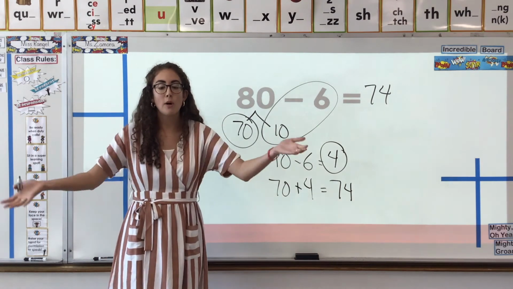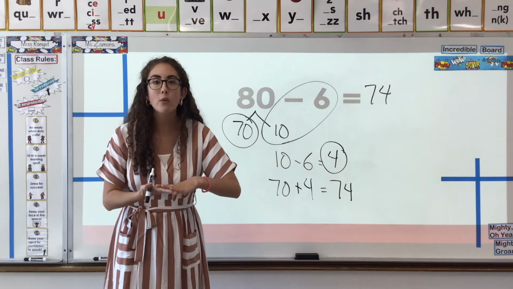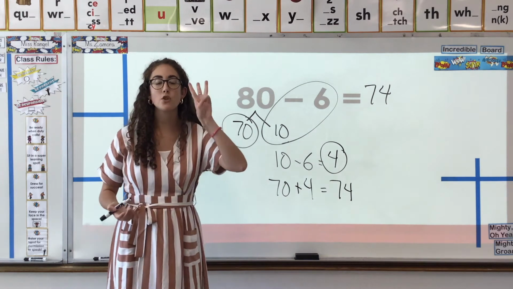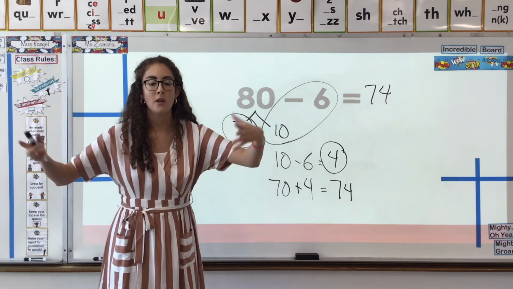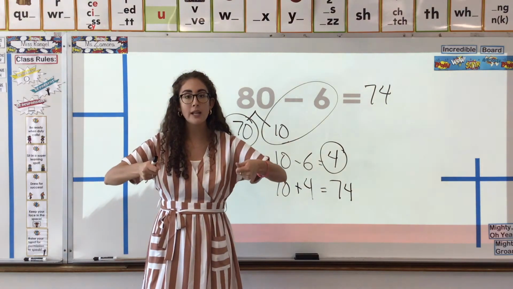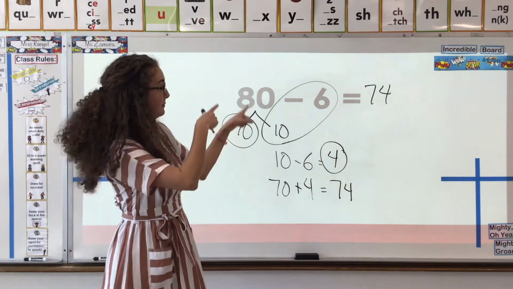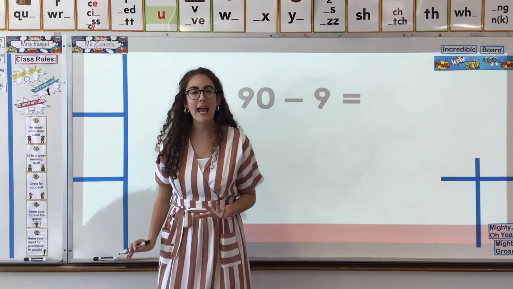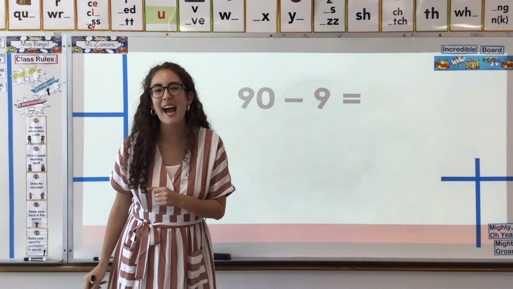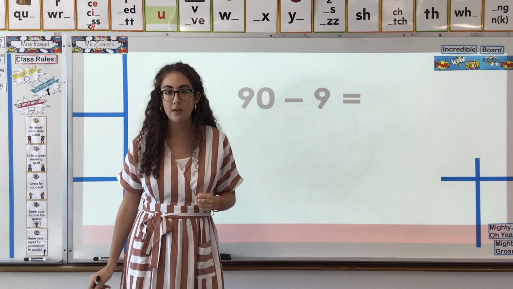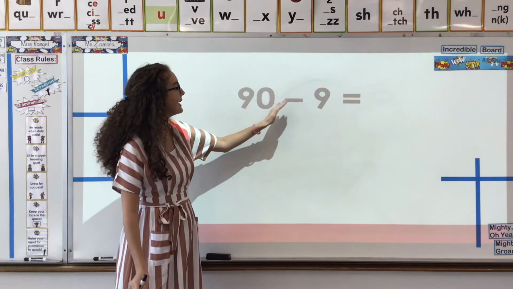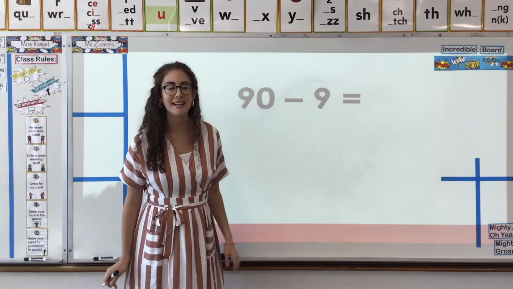Okay, so I want you to really make sure you have out a whiteboard because we're going to practice 3 more problems together. Okay, get out a nice whiteboard, get it all set up, and I'm going to reset. Okay, the next problem that we are going to tackle with our math detective skills is 90 minus 9.